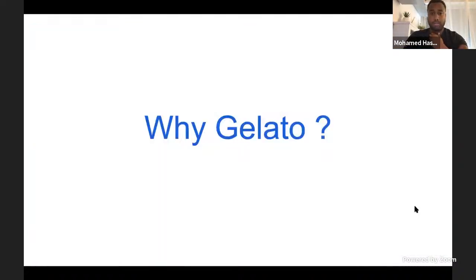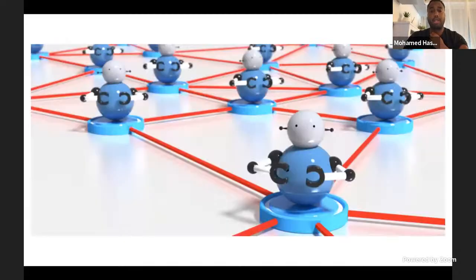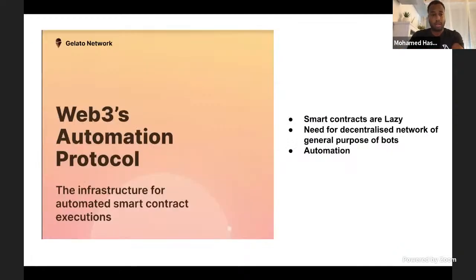So why Gelato? Gelato is answering this question: how to wake up smart contracts. Their white paper explains it best, but first things first, smart contracts are lazy. The program software on the blockchain cannot run without being triggered via an EOA, an externally owned account. So at some point, something outside of the blockchain has to trigger the smart contract.